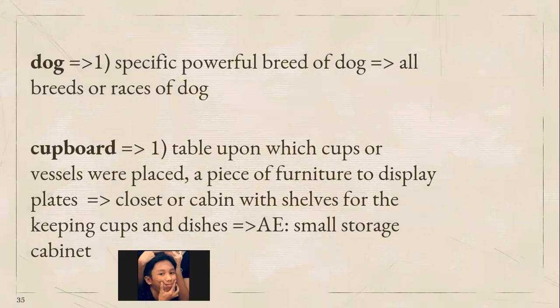Okay, for example, the word dog. The word dog before meant a specific powerful breed of dog. But now, the word dog refers to all races of dog, all breeds of dog. Before, it was a specific breed of dog. But now, all races of dog. We also have the cupboard.